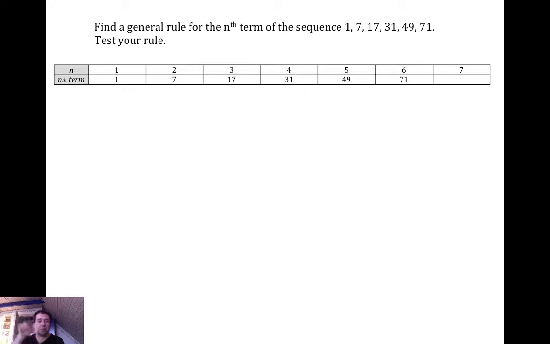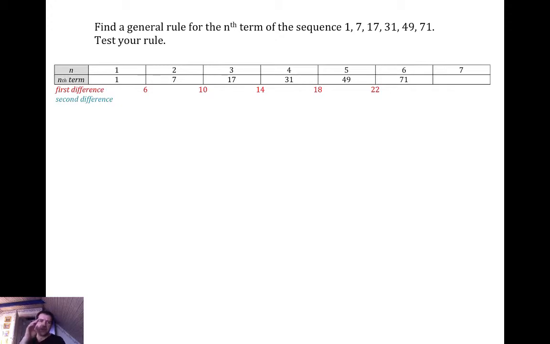Then if we think about the differences between terms, I'm going to calculate the first difference, and then I'm going to calculate something called the second difference. But let's look at the first difference first. So the differences between the terms go 6, 10, 14, 18, 22. So 7 minus 1 is 6, 17 minus 7 is 10, 31 minus 17 is 14. So it's not a fixed difference every time.